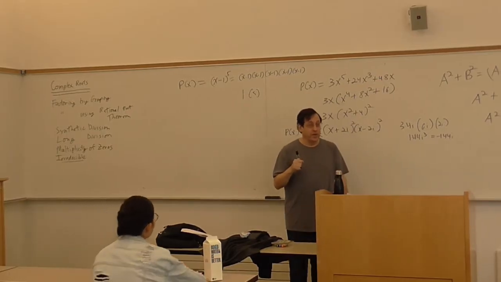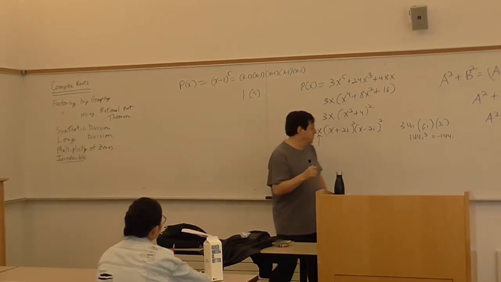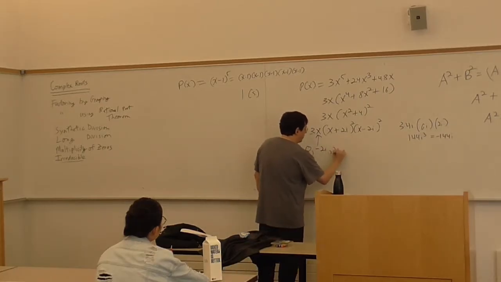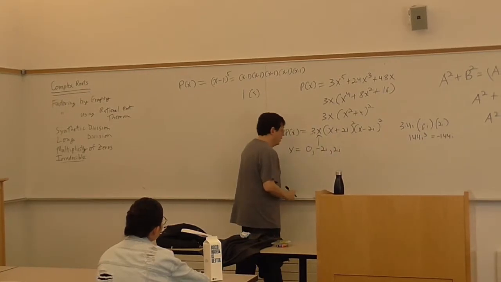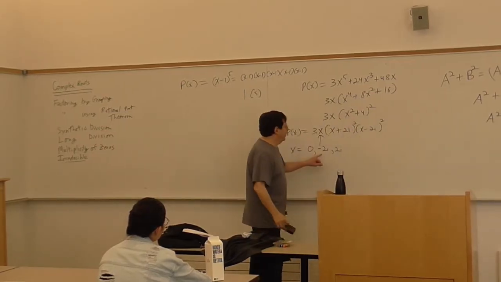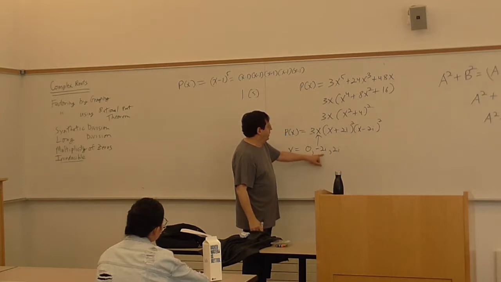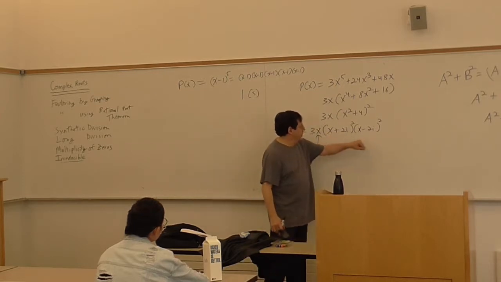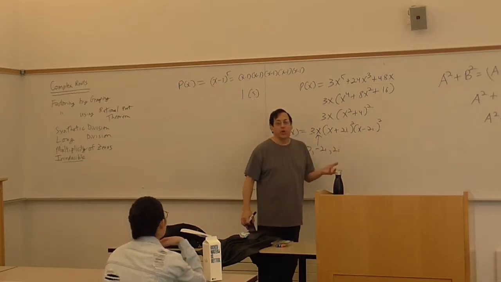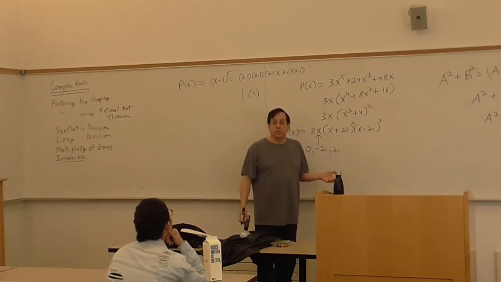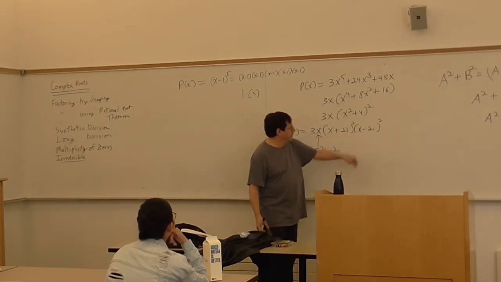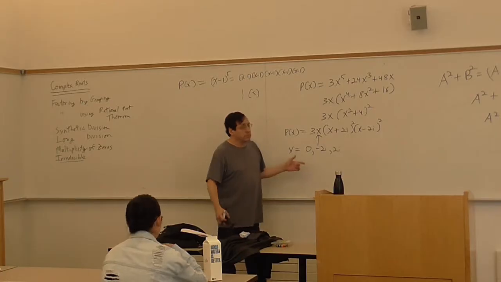JC, did you want to? Is it negative 2i and 2i? Negative 2i and 2i. Okay, let's try that. Let's try negative 2i. Plug it in here. Well, if I plug negative 2i plus 2i, that's 0. Same thing, 2i I can plug in here.